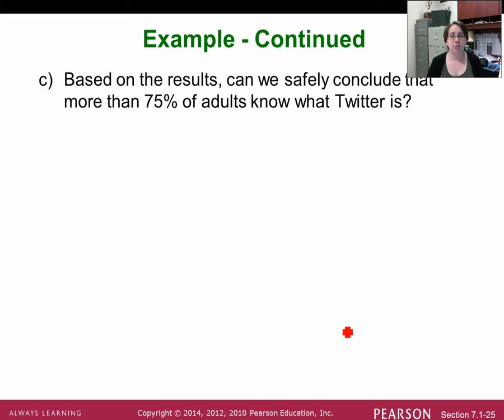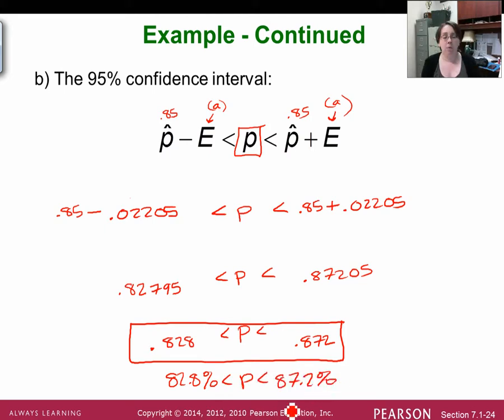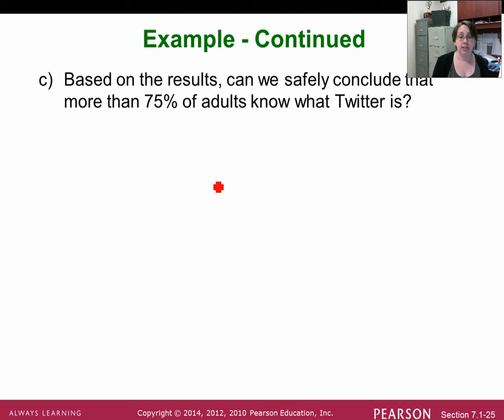Now part C. Based on the results, can we safely conclude that more than 75% of adults know what Twitter is? Well, let's see. What does this say? This is saying that the proportion of adults, P, who know what Twitter is. Now, this P is for all adults. This is claiming that the proportion of adults who know what Twitter is is somewhere between, if I change it to percentages, 82.8% and 87.2%. Well, can we claim that at least 75% of all adults know what Twitter is? Well, based on this, it should be way over 75%. It should be somewhere between 82.8 and 87.2. So the answer to this would be yes.